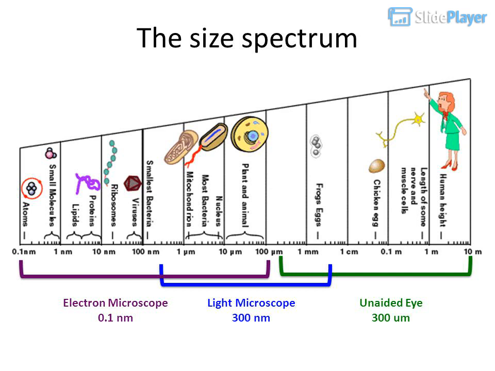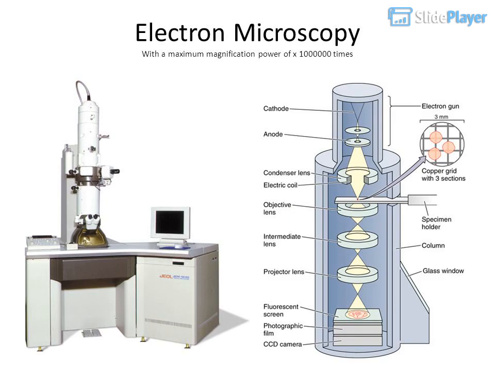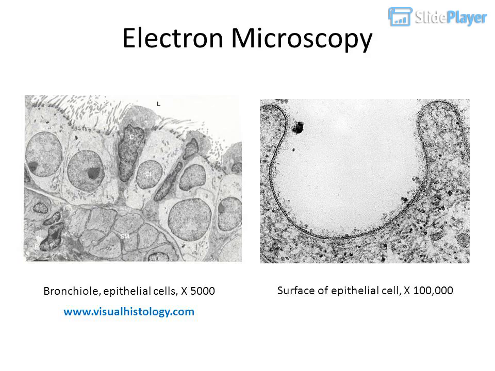Light microscopy has a maximum magnification power of 1000 times. Electron microscopy has a maximum magnification power of 1,000,000 times. Electron microscopy: bronchiole, epithelial cells, x 5000. Surface of epithelial cell, x 100,000.